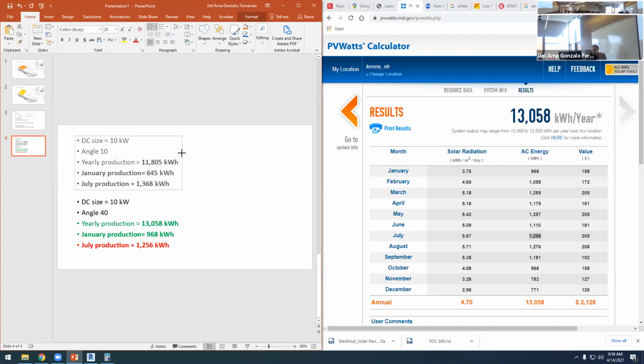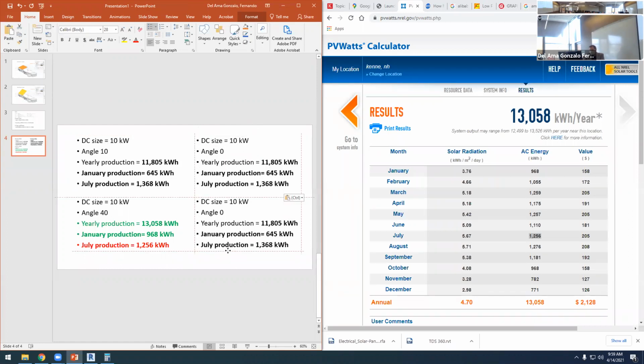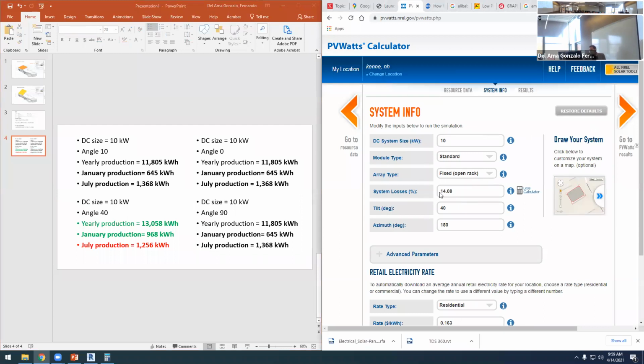Okay, so now we can make decisions, and we can compare this with, now this is horizontal, the angle is 0, and now I want to compare this with vertical. So the angle is 90. Okay, what do I do? Do I have a PV array with 10 degrees, 40, or what if I have a horizontal one or a vertical one in the facade? Let's find out. So here I will do this with 0.